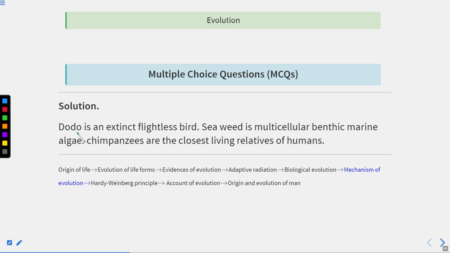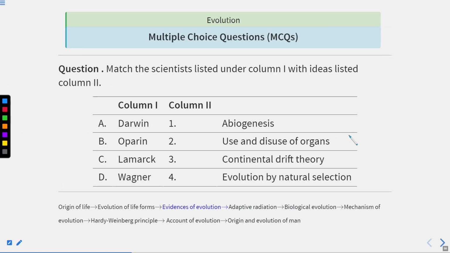Now in the options we had the dodo. Dodo is an extinct flightless bird. And seaweeds are multicellular benthic marine algae. And chimpanzees are the closest living relatives of humans. All right, this is correct.